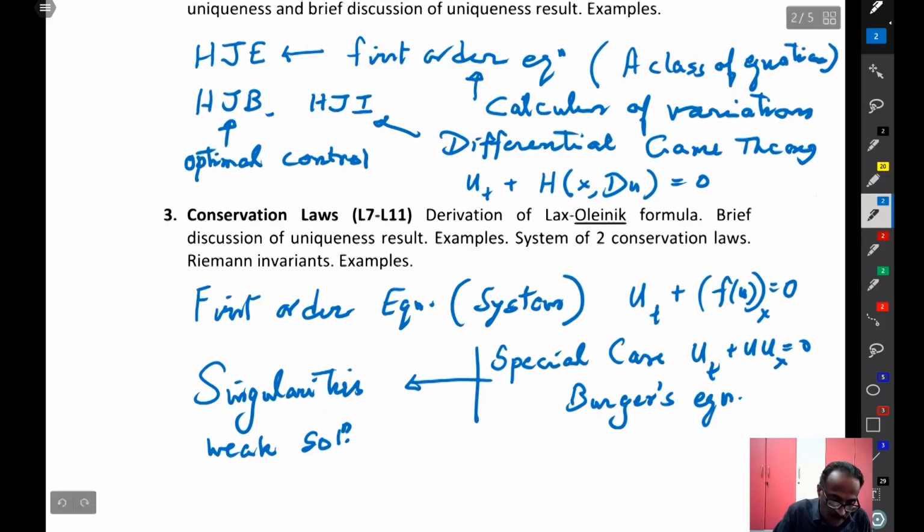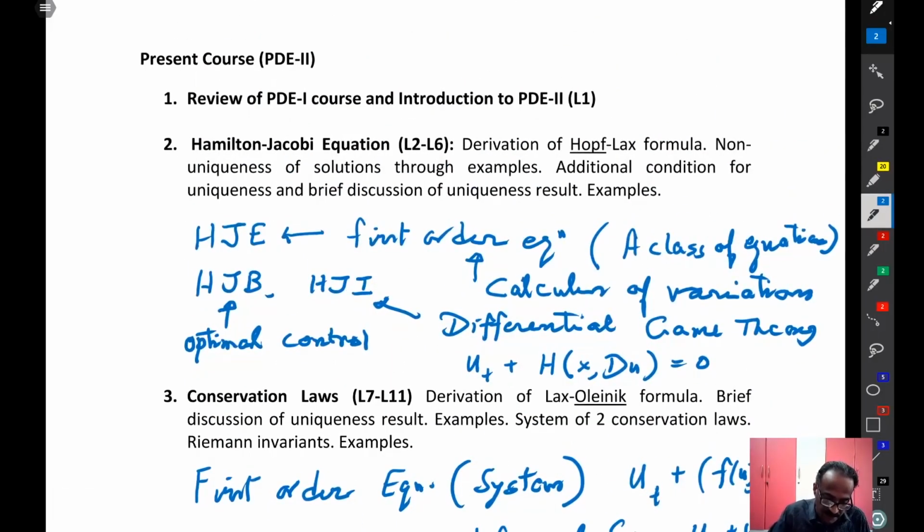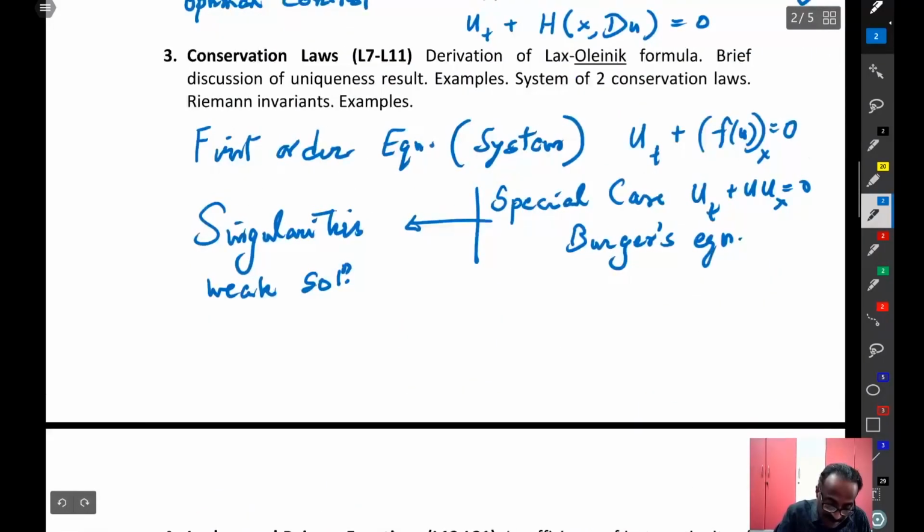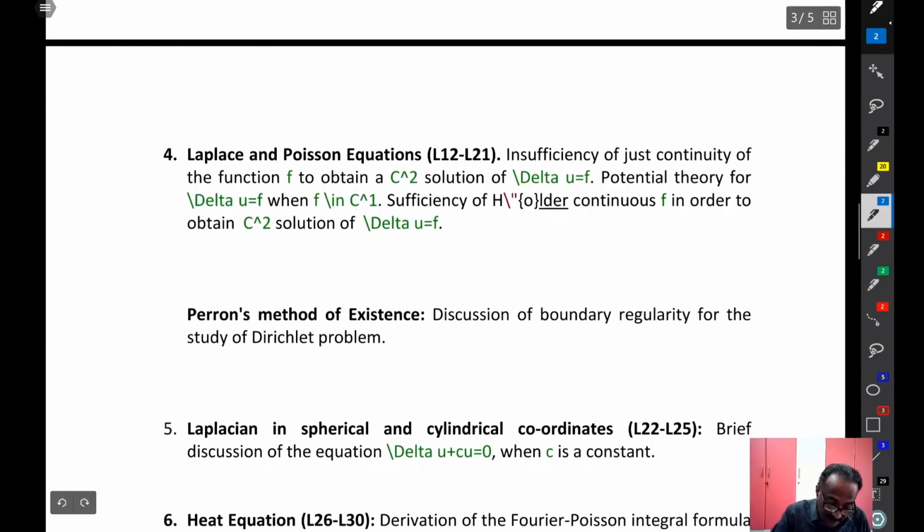So after these first order equations, this is the continuation of our first order material. Two types of first order equation: Hamilton-Jacobi equation and conservation law. And then we will go on to study the three equations again, more general.